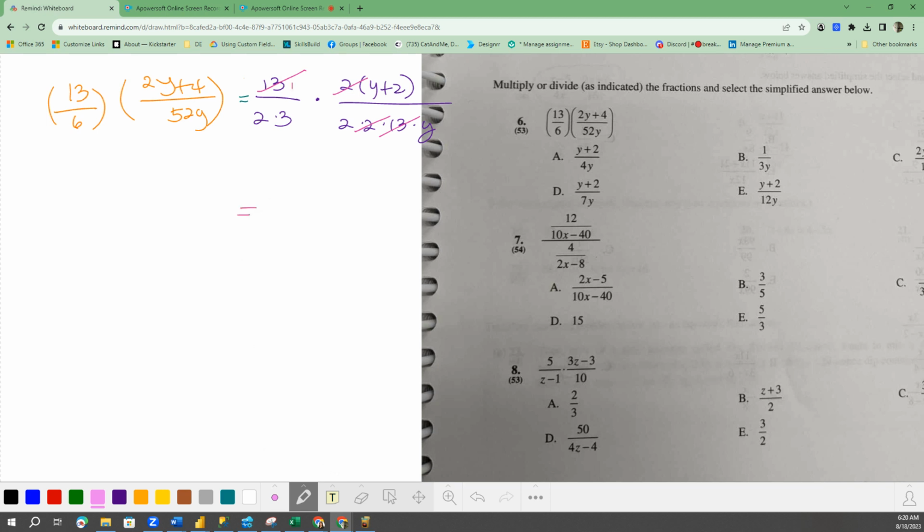So this one becomes 1. 1 times y plus 2, you have y plus 2 over these are the things that are left, this and that. So you have 2 times 3 times 2 times y. Now you have y plus 2 over 2 times 3 is 6 times 2 is 12y. Okay, do we have that answer? y plus 2 over 12y. So yes, we do.